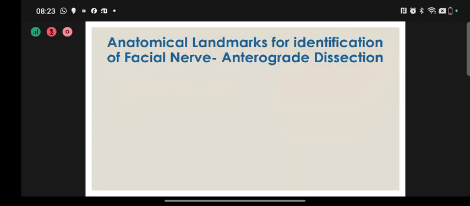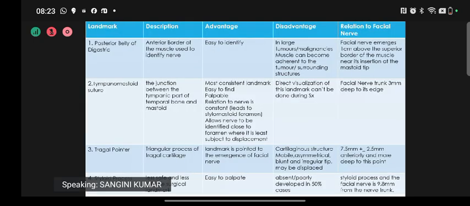Now coming to the landmarks for identification of the facial nerve. Facial nerve dissection can be done in an anterograde manner and in a retrograde manner. First I'll be describing the landmarks for the anterograde dissection, where we first identify the main trunk and then trace it anteriorly to identify the peripheral branches.